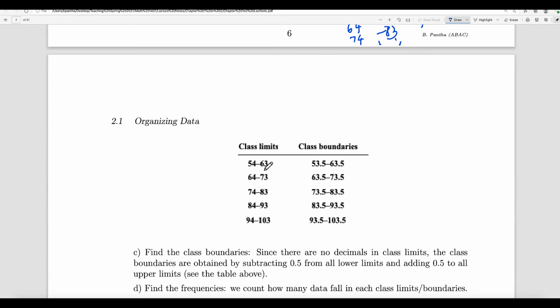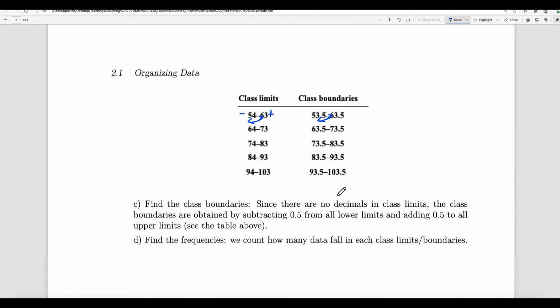Now to find the class boundaries, there is no decimal in the class limits, so what we do is subtract 0.5 from the lower limit and add 0.5 to the upper limit. So it will be 54 minus 0.5, 53.5, through 63.5. Then you do 64 minus 0.5 is 63.5, 73.5, and so on. You see that there is a gap between the class limits, between this number and that number, but there is no gap here in the boundaries, you see that they are the same. All right, we found the class boundaries.